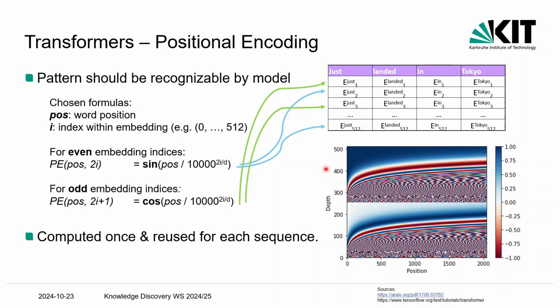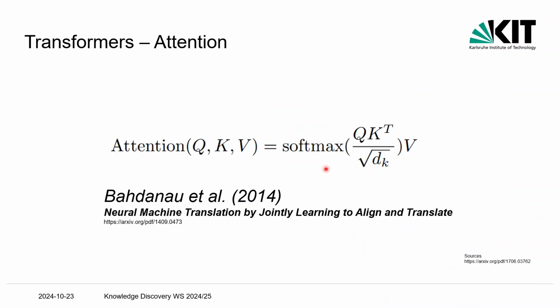So moving on. Attention is defined as follows. The attention of the matrices Q, K, and V is defined as the softmax of Q dot product K transpose divided by the square root of dk, where dk is the size of the embeddings. And then after softmax, you still do the matrix multiplication with V.